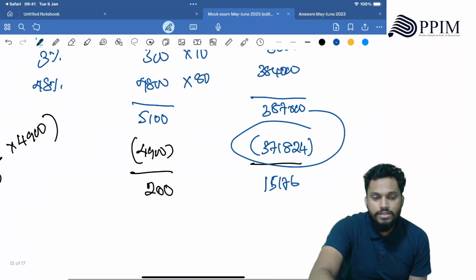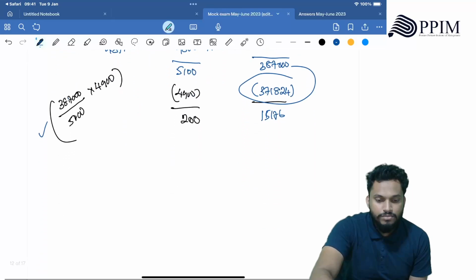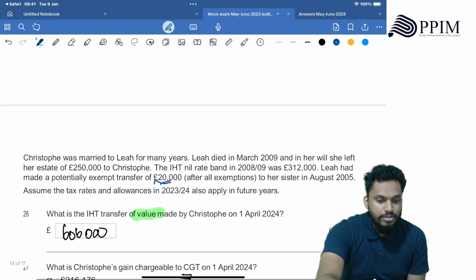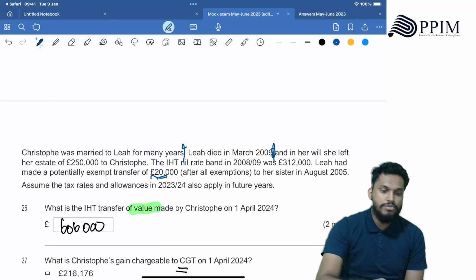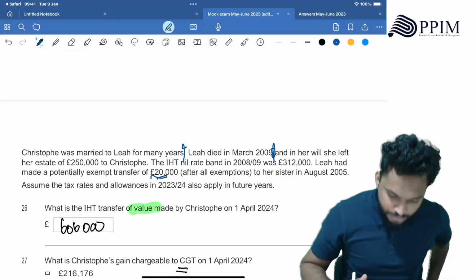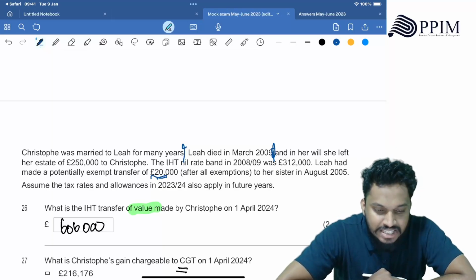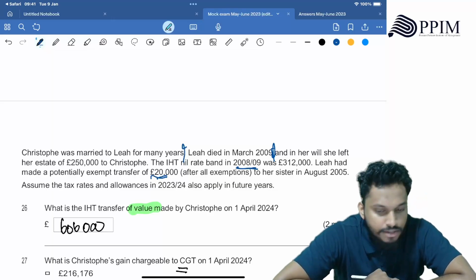So what is the allowance of the nil rate band? 325,000. But they say 312. Christopher was married to Lee for many years. Lee died in 2009. In her will, she left the estate of 250,000 to Christopher. So how much is she leaving? She is leaving 250,000. Then the IHT nil rate band for this year is 312,000.